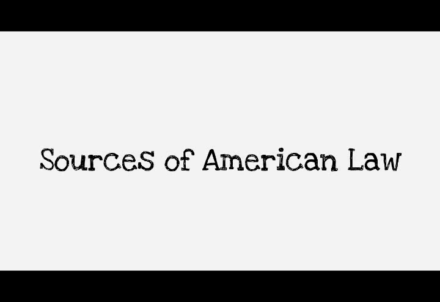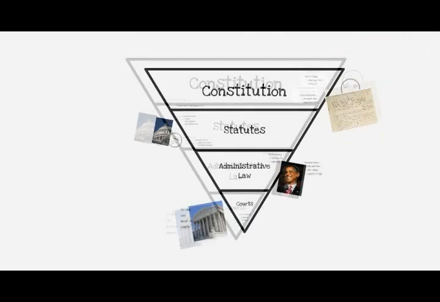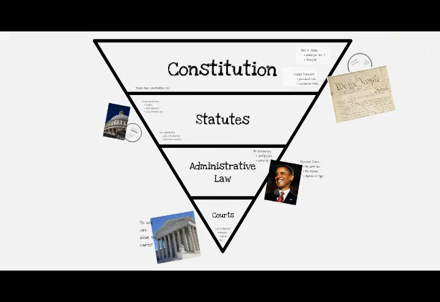The sources of American law. American law comes from a number of places. We can think of these as being arranged in a hierarchy. The Constitution is the supreme source of law, and it cannot be overturned by any of the other sources of law in the system.